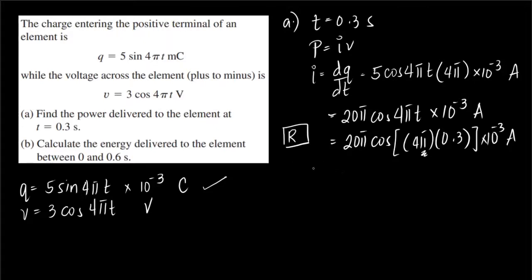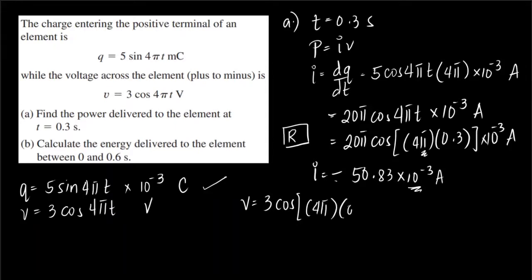So what we have for our current is negative 50.83 times 10 to the negative 3 amperes. Actually, that's negative 50.83 milliamperes, but so that we don't forget the milli, I used it already. Yay! We have I. What we need now is V. Our V is 3 cosine 4 pi times 0.3, substituting t, which is negative 2.43 volts.